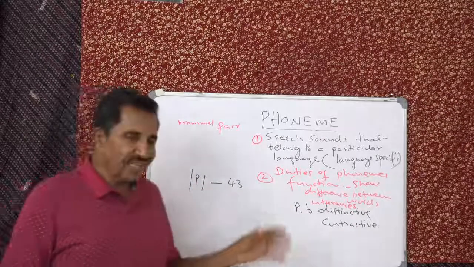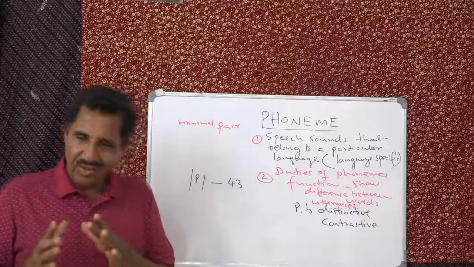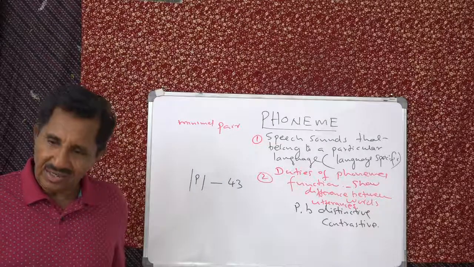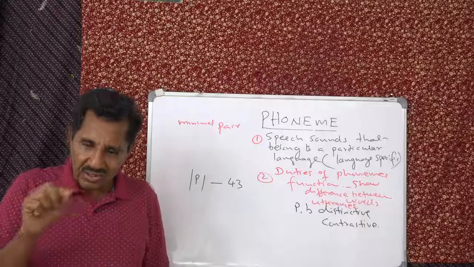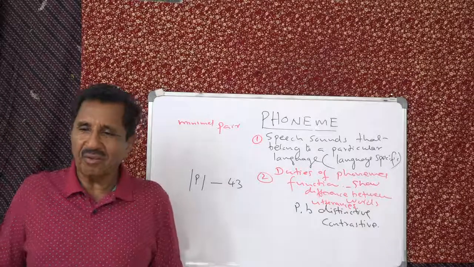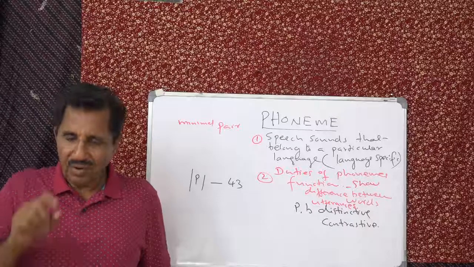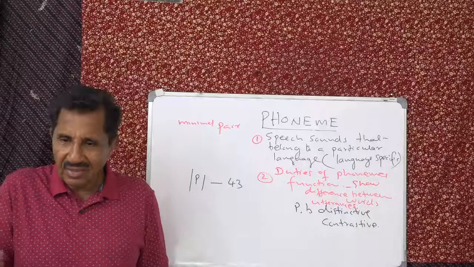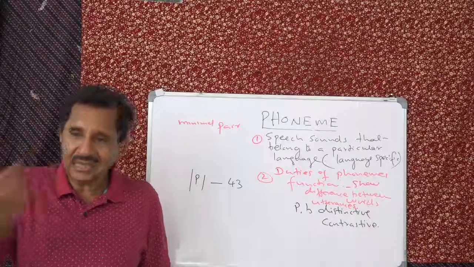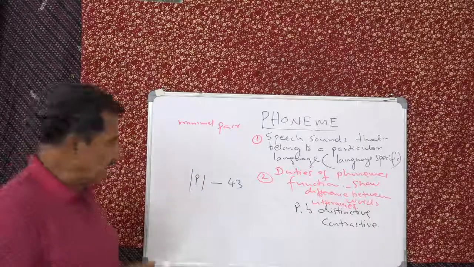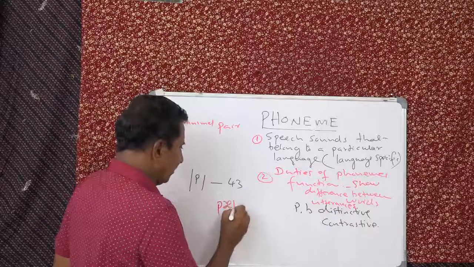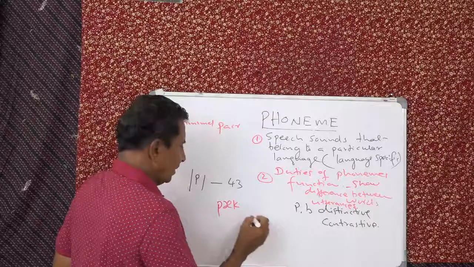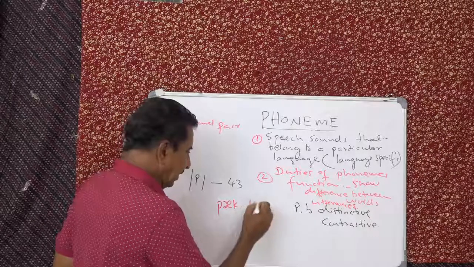All the phonemes are in distinctive or contrastive relationship. As such, their function is to show the difference between words. One word is different from another because it has another set of phonemes. See, for example, I said pack. Pack is different from crack.